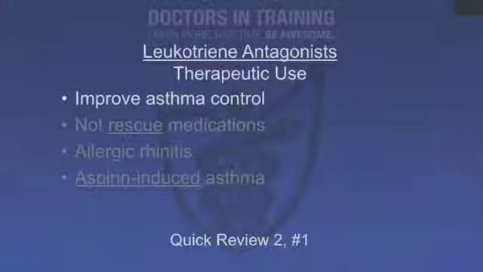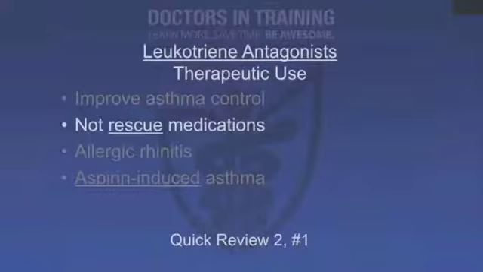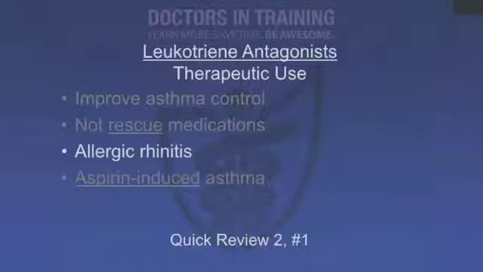These drugs are all used to help improve asthma control. So they can be used in addition to your inhaled steroids, or in addition to your long-acting beta-2 agonists. They are not rescue medications by any means. Additionally, your montelukast is commonly given for allergic rhinitis, so it's FDA approved in the treatment of allergic rhinitis as well.